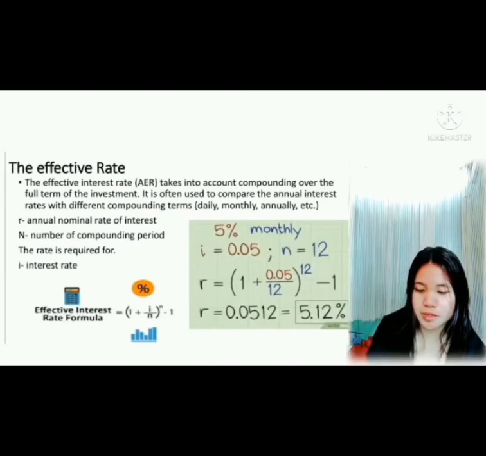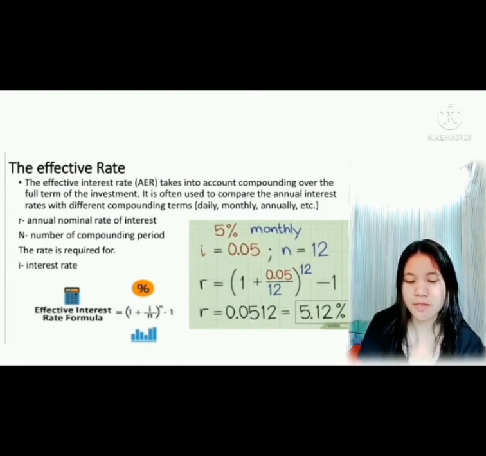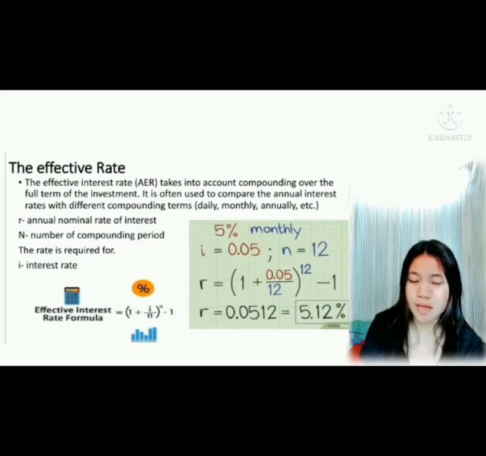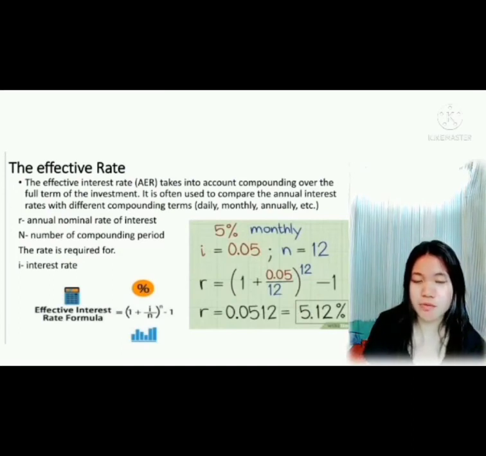Second is the effective interest rate. The effective interest rate takes into account compounding over the full term of the investment. It is often used to compare annual interest rates with different compounding terms, daily, monthly, annual, etc. Formula: effective interest rate equals (1 plus i, the interest rate, divided by n, the number of compounding periods) to the power of n, minus 1.